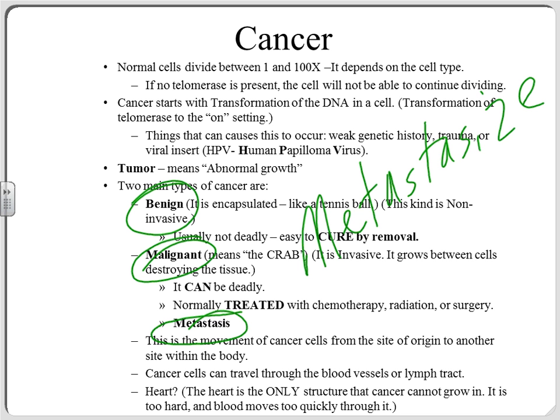What two ways does it usually use to spread? What two highways through your body? Your blood vessels. And what's the other system of vessels in your body? The lymph vessels. That's how it metastasizes. It travels through those.